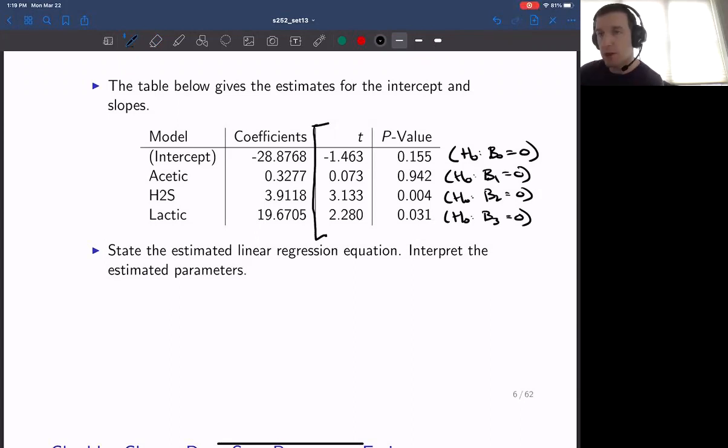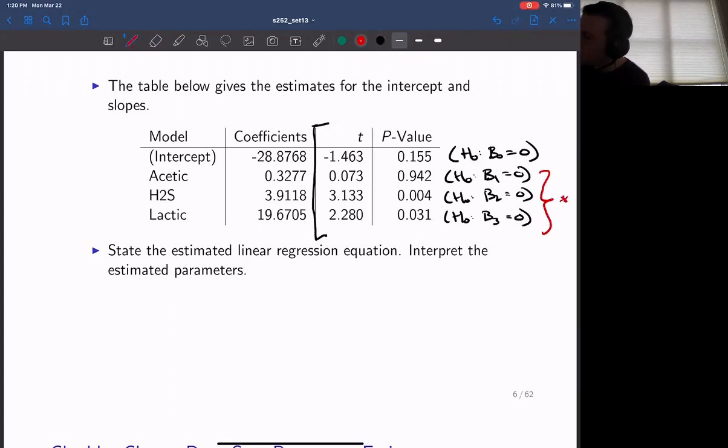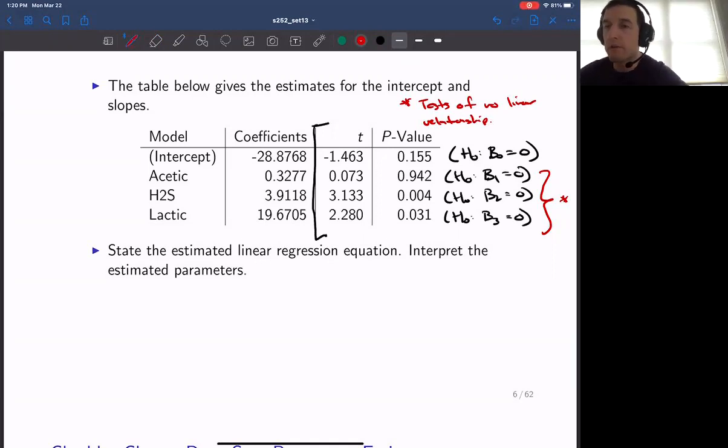Okay, so this information here is effectively for the test of no relationship between each of the different explanatory variables and the response variable for the model. That would actually just fall into these three categories here. So these are tests of no linear relationship.